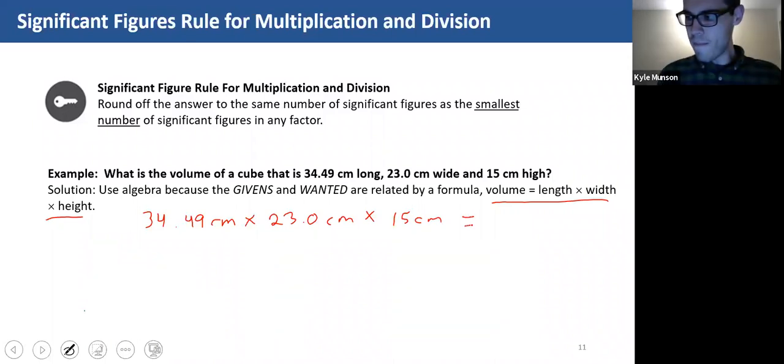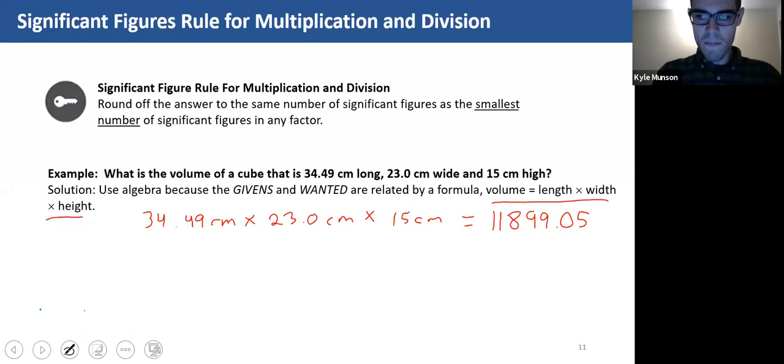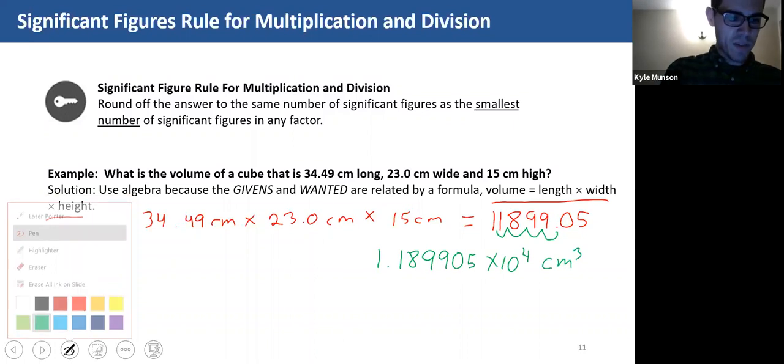So when you put that in your calculator, what I got was 11,899.05. Okay, so when you get a number like this, that's considerably large, we should just be in the good habit of putting this in scientific notation to begin with. So let's do that. Going back to last week's lessons on scientific notation, it's going to move this decimal 1, 2, 3, 4 places. And I can express this number as 1.1899905 times 10 to the 4th. And I forgot the units here before, but it's centimeters cubed. So centimeters times centimeters times centimeters.